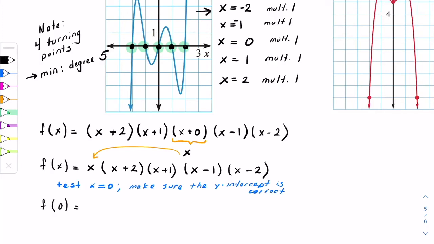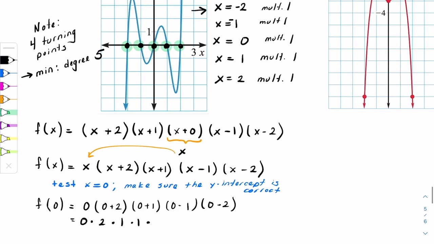So testing f of 0 would give us 0 multiplied by 0 plus 2, multiplied by 0 plus 1, multiplied by 0 minus 1, multiplied by 0 minus 2. So this would be 0 times 2 times 1 times 1 times -1, times -2. But right here, no matter what, we're multiplying that by 0, so this comes out to be 0.